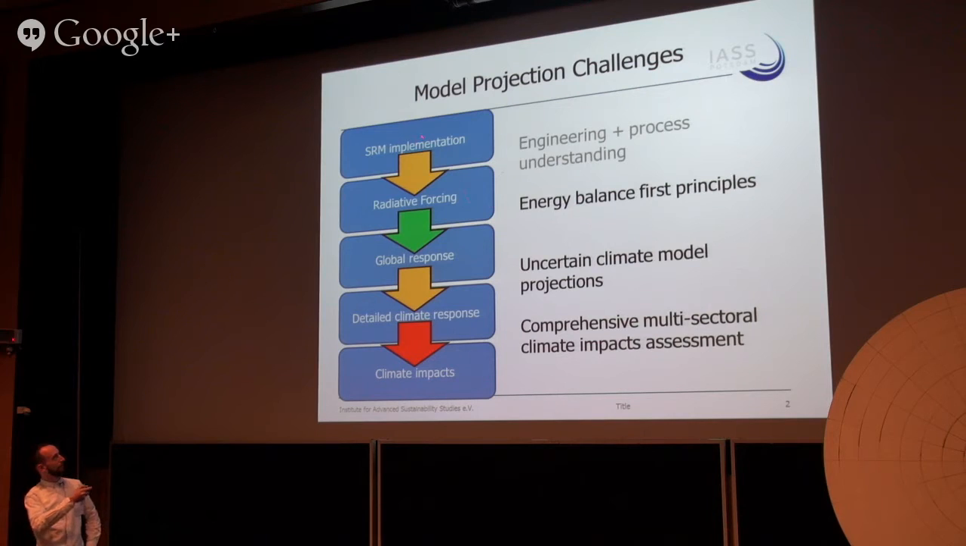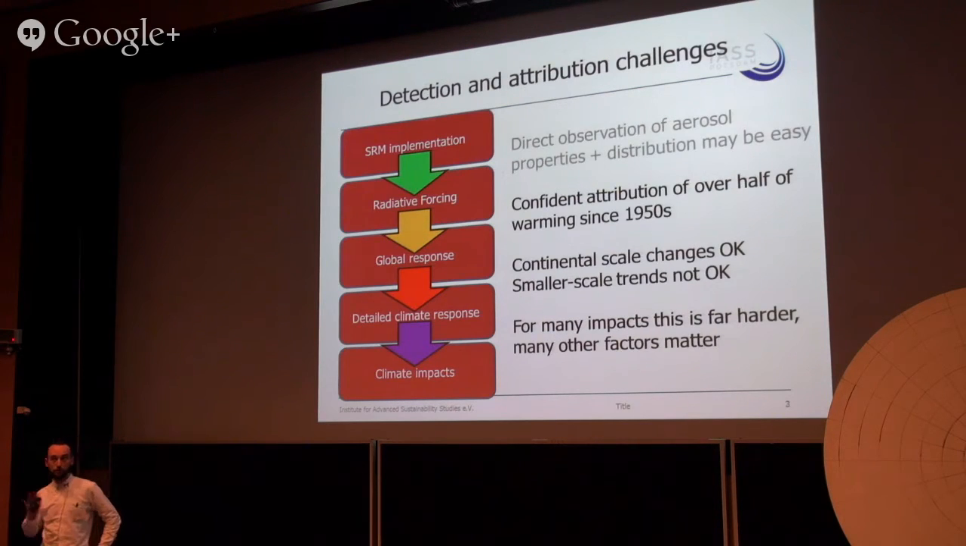So if you were to do SRM, we'd have to go through this. You have to follow through the story in models to have a justification. Next, if you were to deploy geoengineering, you'd then have the challenges of detecting and attributing those changes. So let's go through again. It's from SRM implementation to the rate of forcing. Again, not my area of expertise, but I get the impression that it's potentially relatively easy to have satellites up there to notice that aerosol cloud, to observe some of its properties. We saw some results from the Pinatubo eruption just a minute ago.